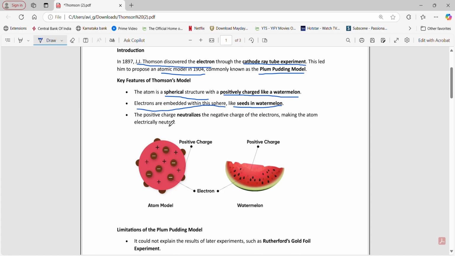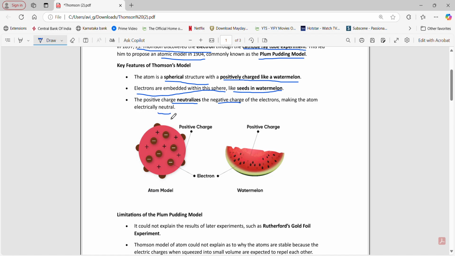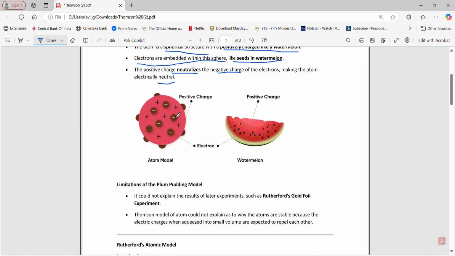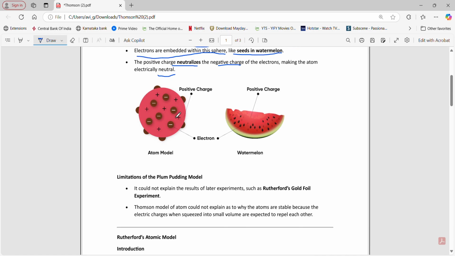He also said that the positive charge of the atom neutralizes the negative charge of the electrons, which makes the atom electrically neutral. There were some serious limitations of this plum pudding or watermelon model.